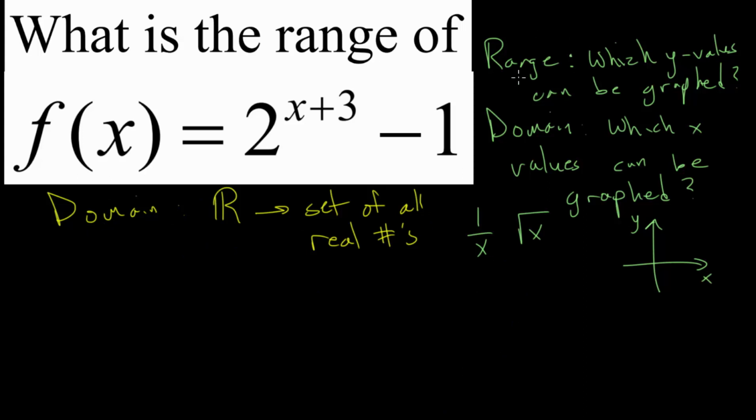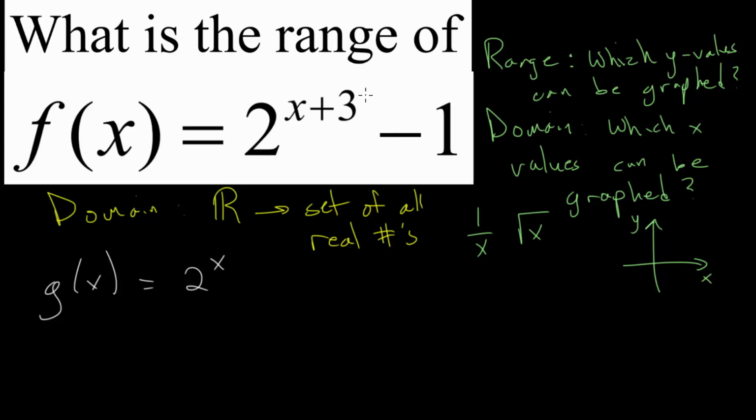But with the range, it's not that simple. We can't just look at the equation. We actually need to know what the picture looks like to figure out what the lowest possible y value is and what the highest possible y value is. To construct a graph, there are two main approaches. We can create a table, pick different values of x, plug them in, plot those points, and then draw a curve. Or we can start with the parent function, which in this case is just 2 to the x, and then realize that this function was shifted.